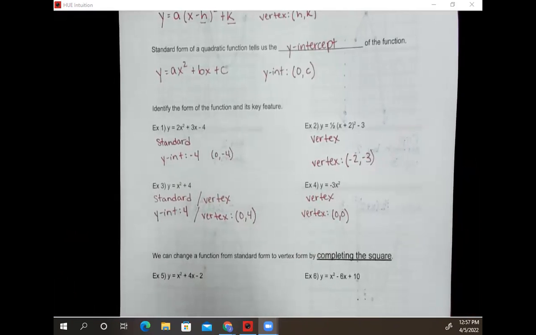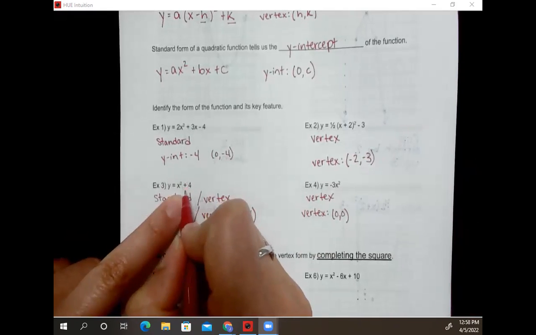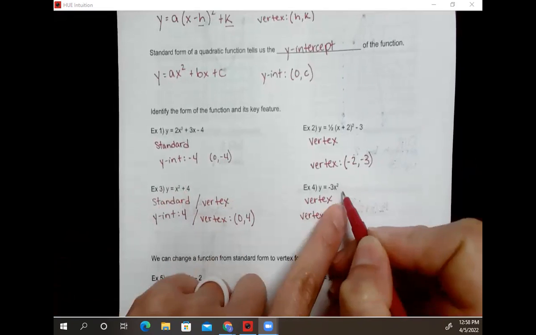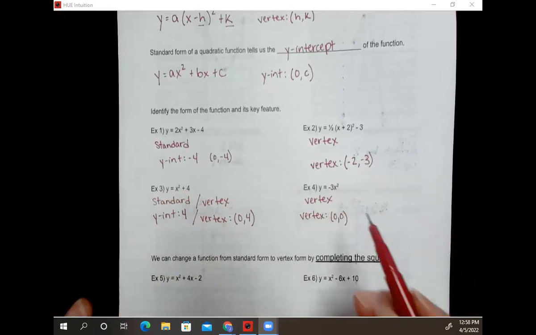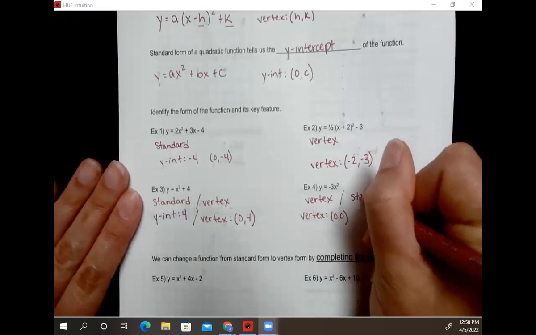Was anybody going to tell me something different than vertex form? Saw some other hands. Would anybody have called this standard form? If you would have called this standard form, you're absolutely right. This is also standard form. So here, our B value would have been 0 for standard form. Here, our B and C values would be 0, just like our H and K values are 0 if we call this vertex form. So this one I could also call standard form.